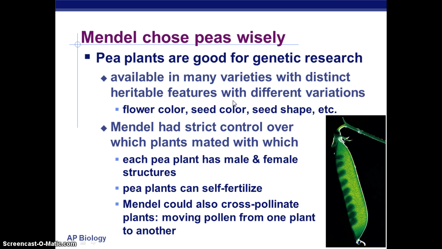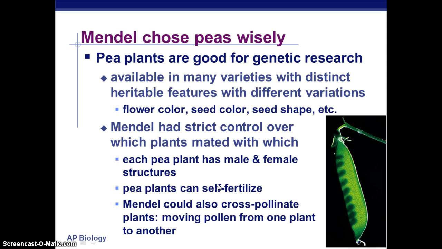The second reason why pea plants were a good plant to use for research is that they're easy to control their mating. Every plant has both male and female structures. On a flower, the inside of the flower is usually the female part, and the outside of the flower usually has things sticking up which are called stamens, and they produce the pollen. So since pea plants have both male and female parts, they can self-fertilize.